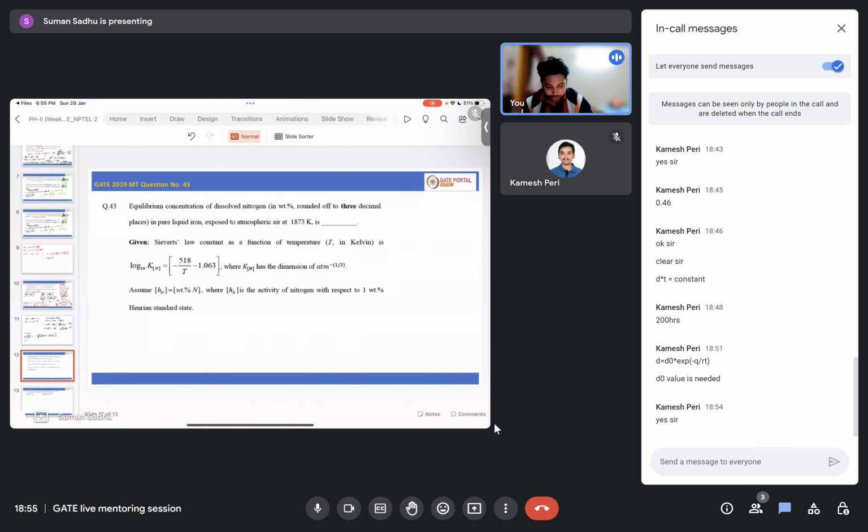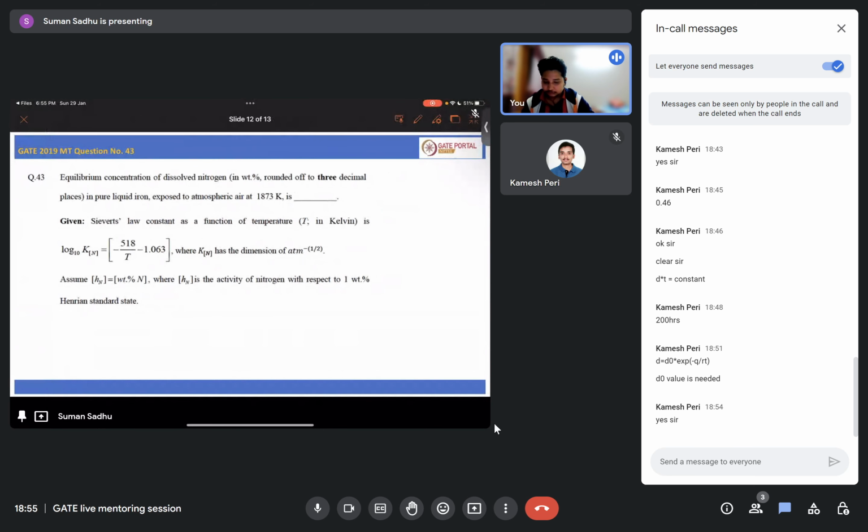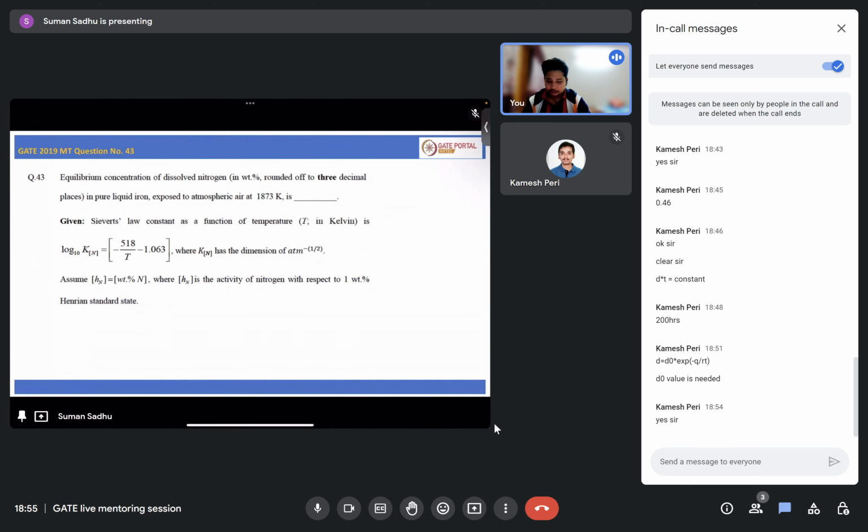Okay, so now I'll go to the next question. This is question number 43 of GATE 2019 Metallurgical Engineering. The question is the equilibrium concentration of dissolved nitrogen in weight percent, rounded up to 3 decimal places. Sometimes this is a very small thing, but you should notice it. It may say 3 decimal places, or sometimes up to 2 decimal places.